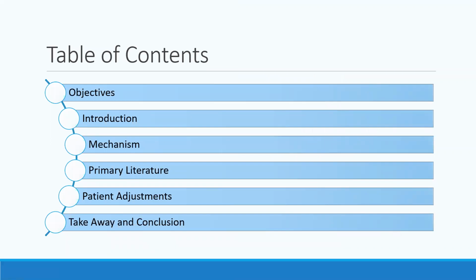For the table of contents for this presentation, we're going to go through objectives, introduce triple whammy therapy, go through its mechanism, look at some primary literature about it, look at some patient adjustments, and then go through our takeaway/conclusion.